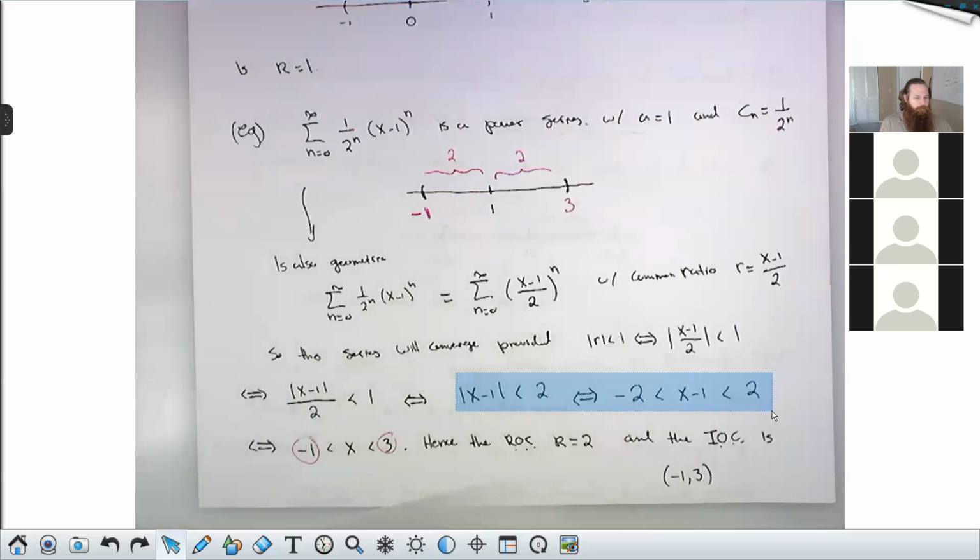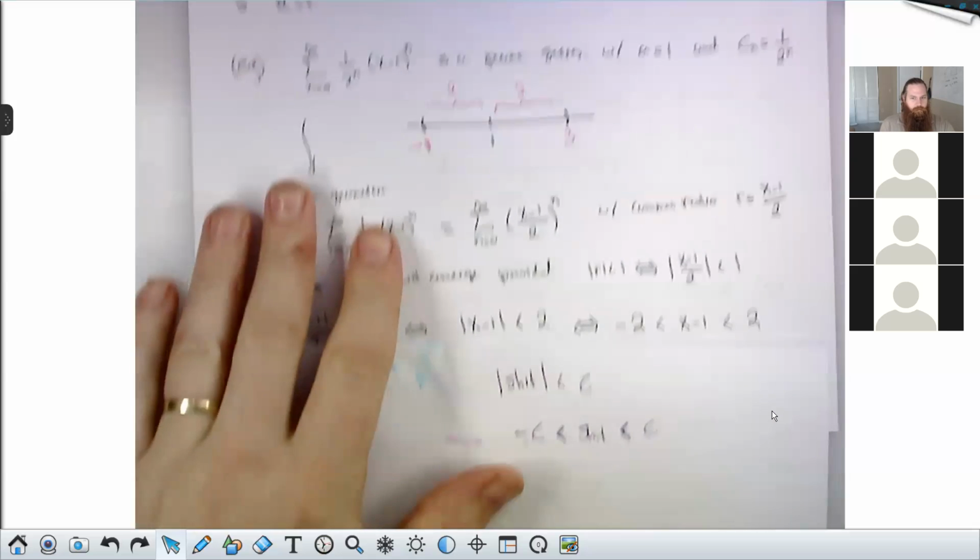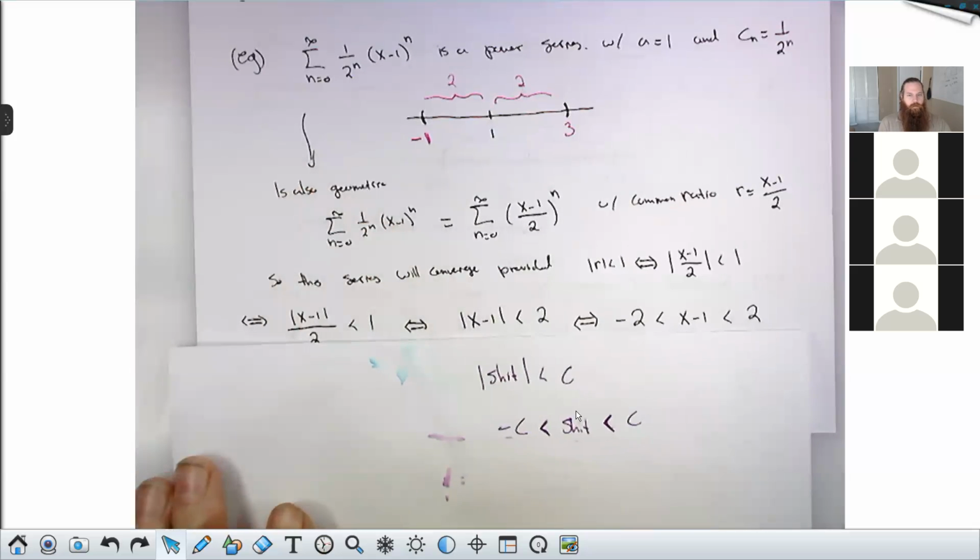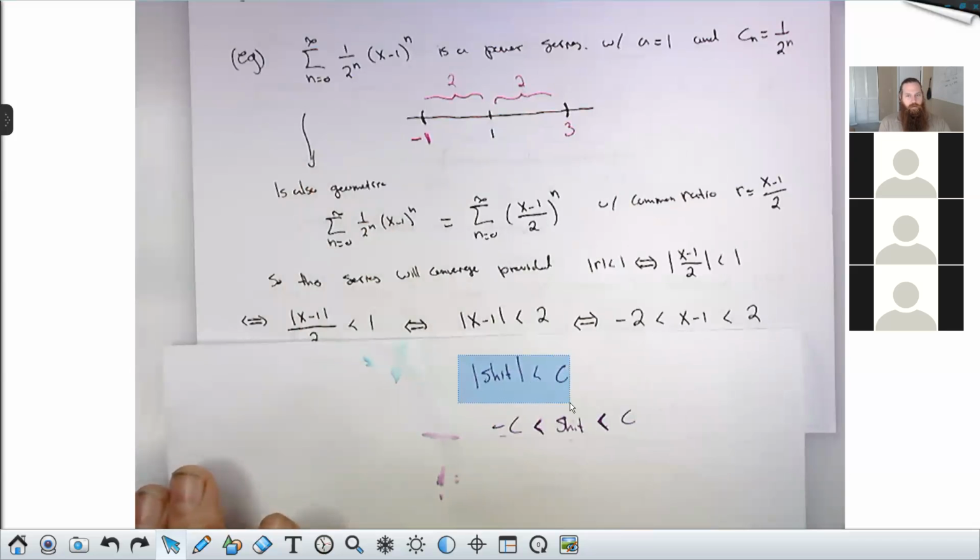The more general rule is this. If you've got the absolute value of something is less than a constant, that's the same as saying that that something is bigger than the negative version of that constant and smaller than the positive version of that constant, no matter what the something is. So here the something was x minus 1 and the constant was 2. So x minus 1 is bigger than negative 2 and smaller than positive 2. These are equivalent. And this sort of unpacking process is always necessary at some point in these problems.